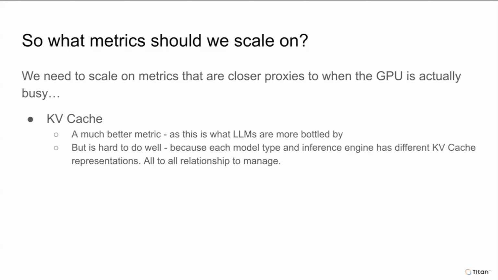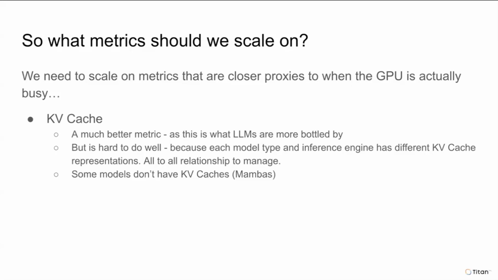The KV cache representation for a Llama model is different to a Gemma model, which is different to a Falcon model. So you have a different representation for every single model type. And I've got a different representation for every inference engine too. So my KV cache representation for vLLM is different to Ollama, is different to SGLang, et cetera. And so I have this all-to-all relationship between models and inference engines, which is very difficult to manage, especially if I'm an enterprise managing, say, even half a dozen different models deployed.